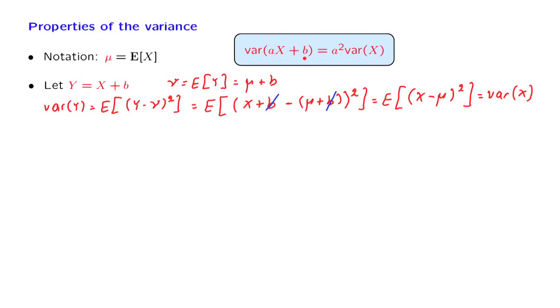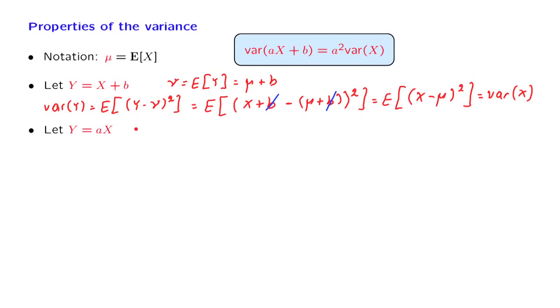The variance of x plus b is equal to the variance of x. So we see that when we add a constant to a random variable, the variance remains unchanged. Intuitively, adding a constant just moves the entire PMF right or left by some amount, but without changing its shape. And so the spread of this PMF remains unchanged.